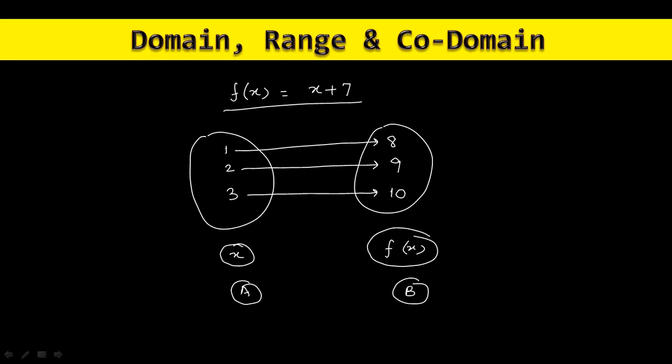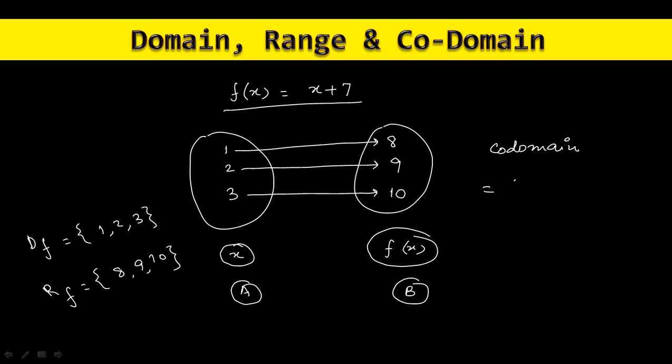Now, the domain of the function in this case is equal to 1, 2 and 3. And what about the range of the function? The range of the function is 8, 9 and 10. Now, in this problem, the codomain is equal to the range of the function, which means all the elements lie inside the codomain.